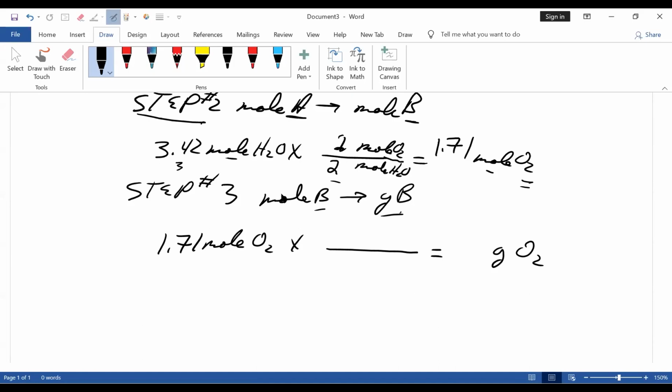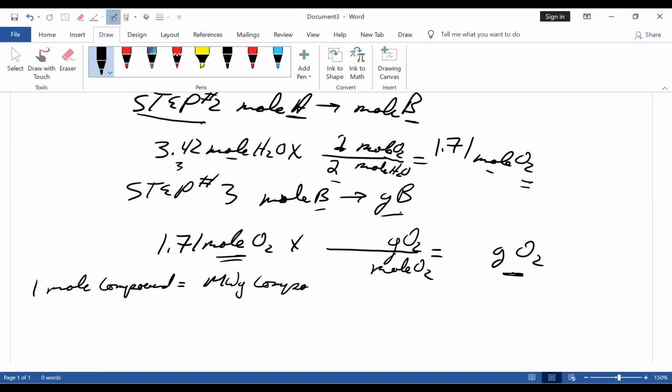All right, unit analysis. What I'm trying to get to goes on top. What I'm trying to get rid of goes underneath. And where do I get this number? 1 mole of compound equals the molecular weight in grams of the compound. And therefore, I have 2 oxygen in O2. I think you all figured that.